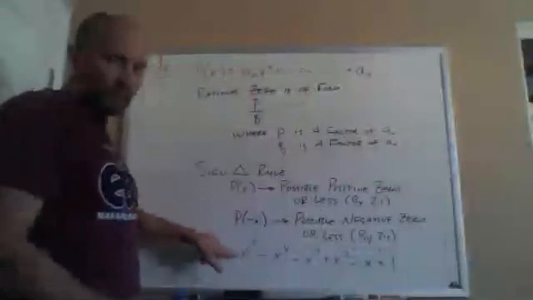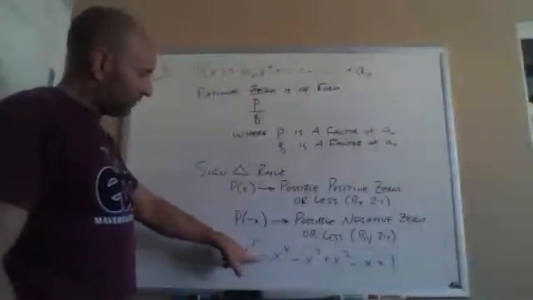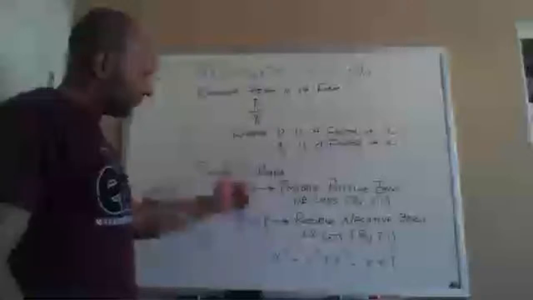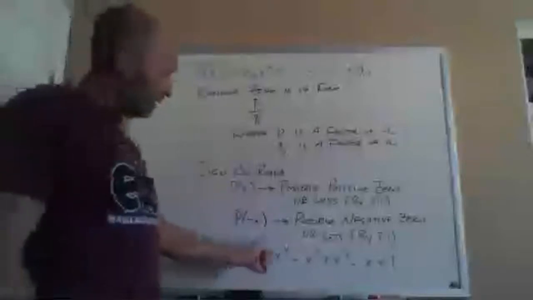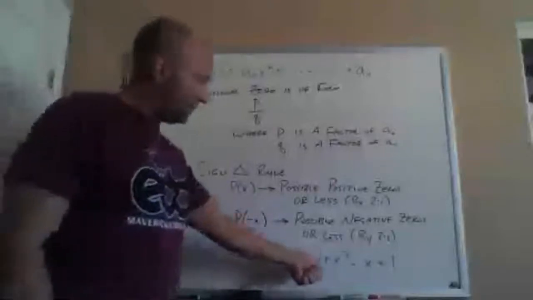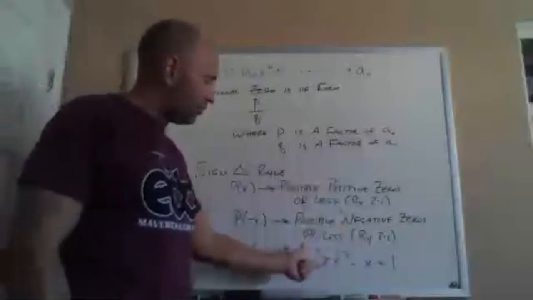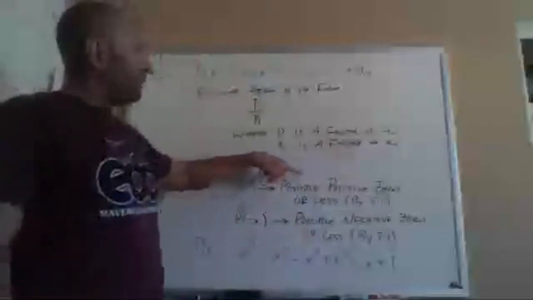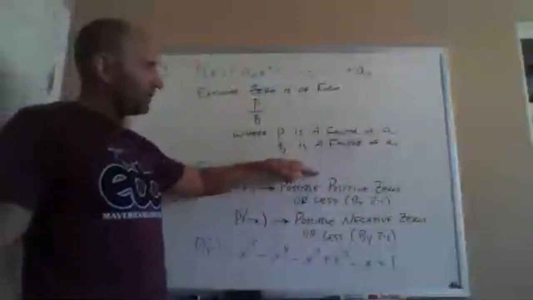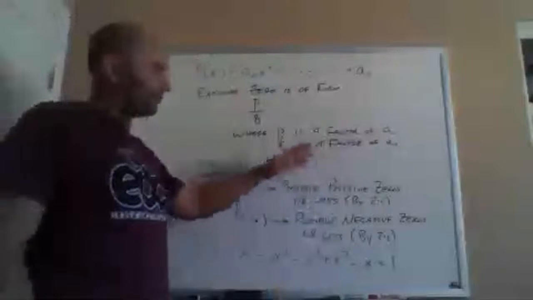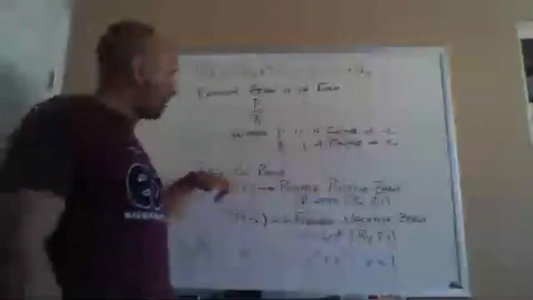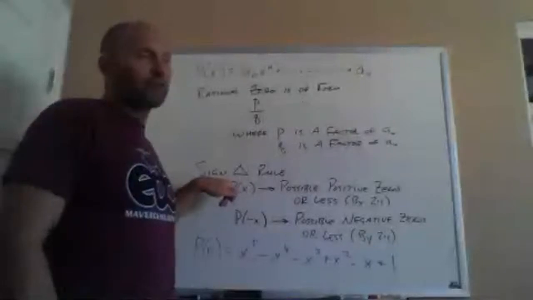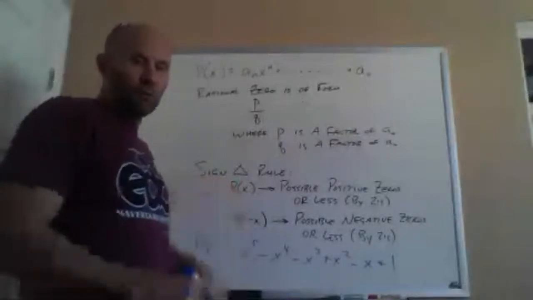So the first term is positive. The second term has a negative in front of it. So that was one sign change. We count that as 1. Next term is negative. Then we switch to positive again. That's 2. We switch to negative, that's 3, and switch back to positive, that's 4. So this tells us that there's either 4, or we keep reducing by 2, so there's either 4 or 2 or 0 possible positive roots. Does that make sense to everybody?